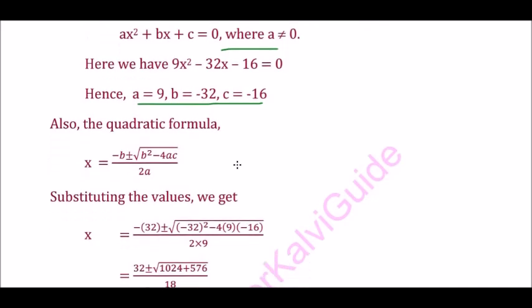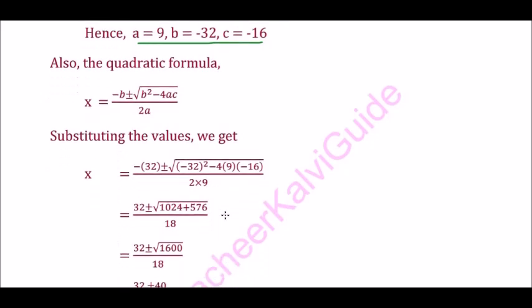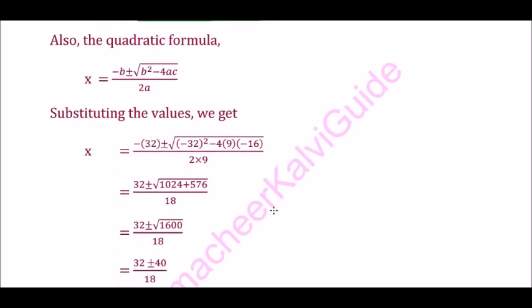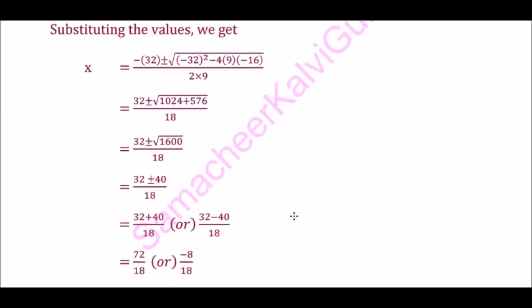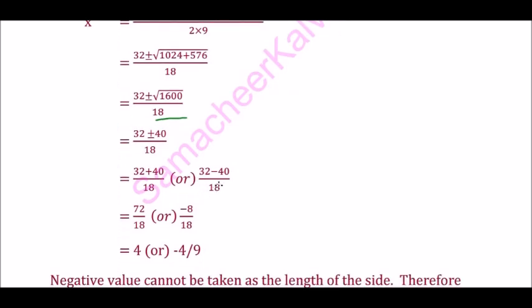Substituting the above values, we get x is equal to minus of minus 32 plus or minus square root of (minus 32) the whole square minus 4 into 9 into minus 16, the whole divided by 2 into 9. That is 32 plus or minus square root of 1024 plus 576, all divided by 18. That is 32 plus or minus square root of 1600 divided by 18. So the square root of 1600 is 40. So that is equal to 32 plus or minus 40 divided by 18.